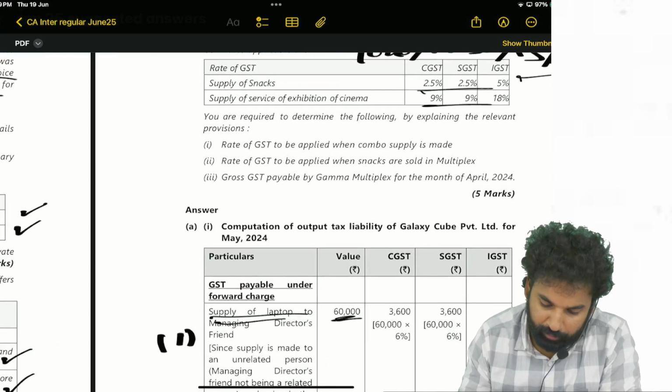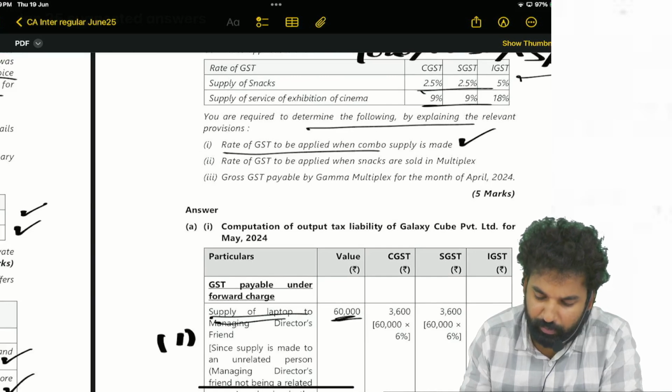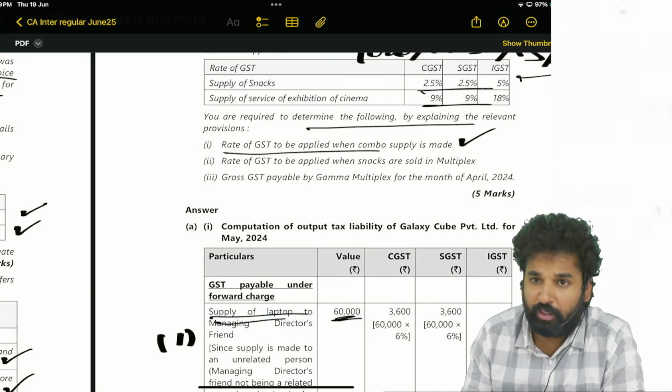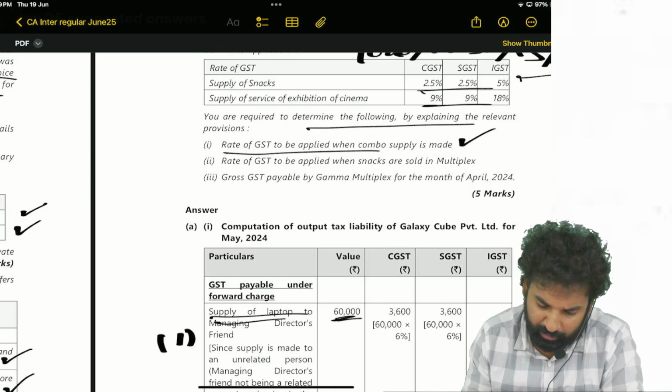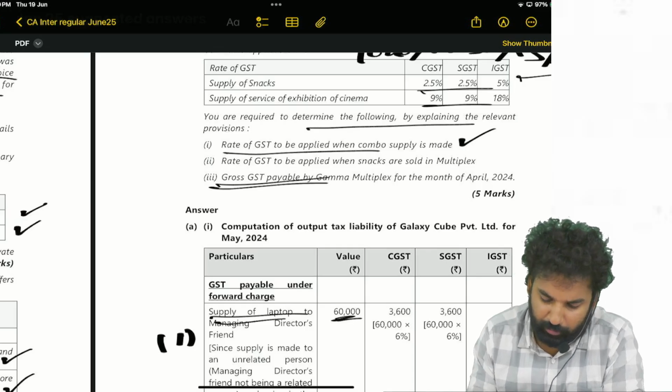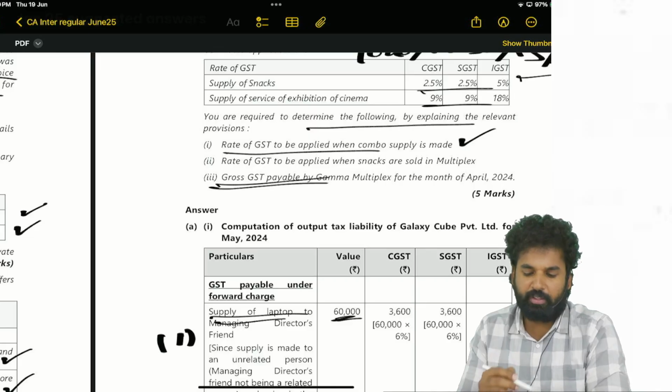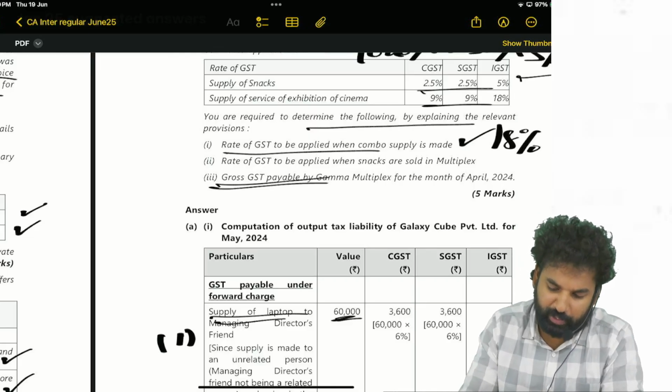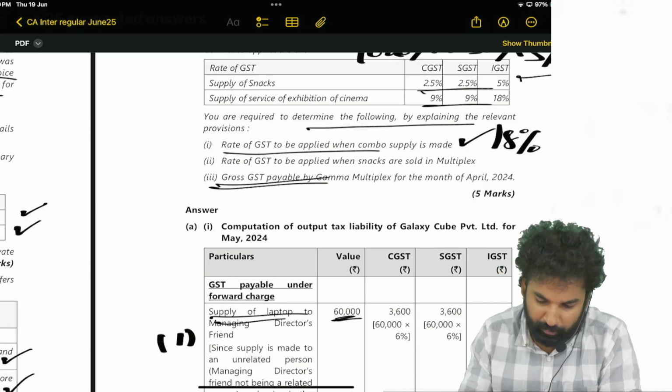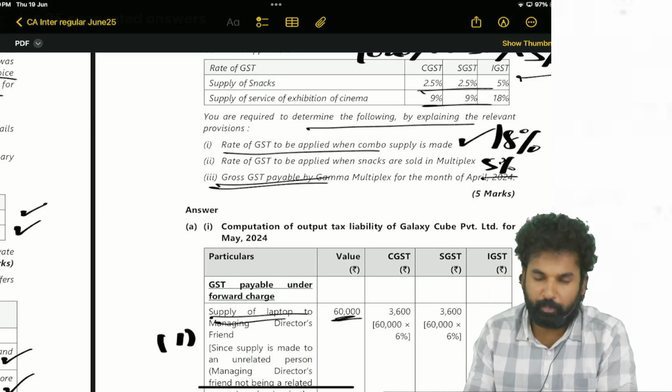Okay, so you are required to determine the following. Explain the relevant rate of GST to be applied when combo supply is made. What is the rate? They are not asking for calculation, I think. Gross GST payable also they are asking. Combo supply means 18%, cinema rate has to be applied. Snacks means 5%. Total payable has to be calculated.